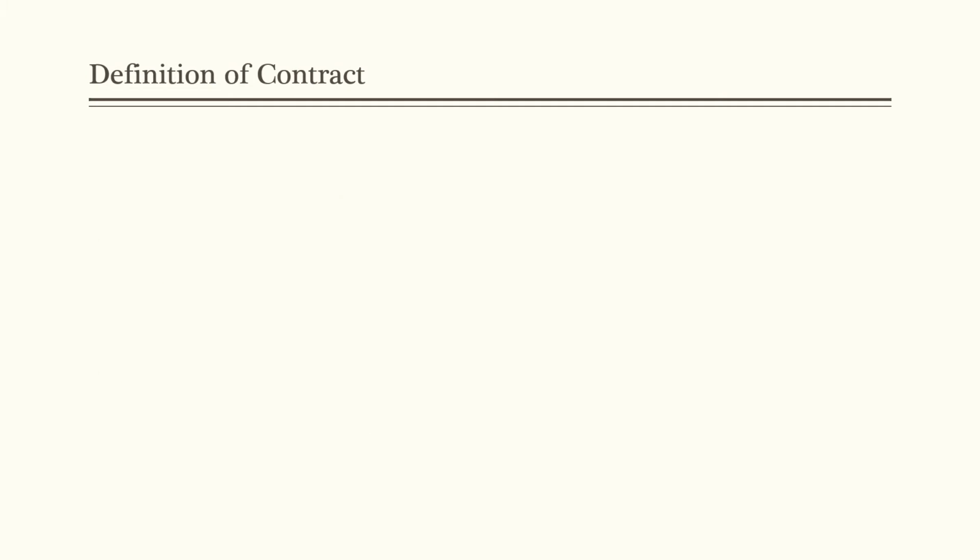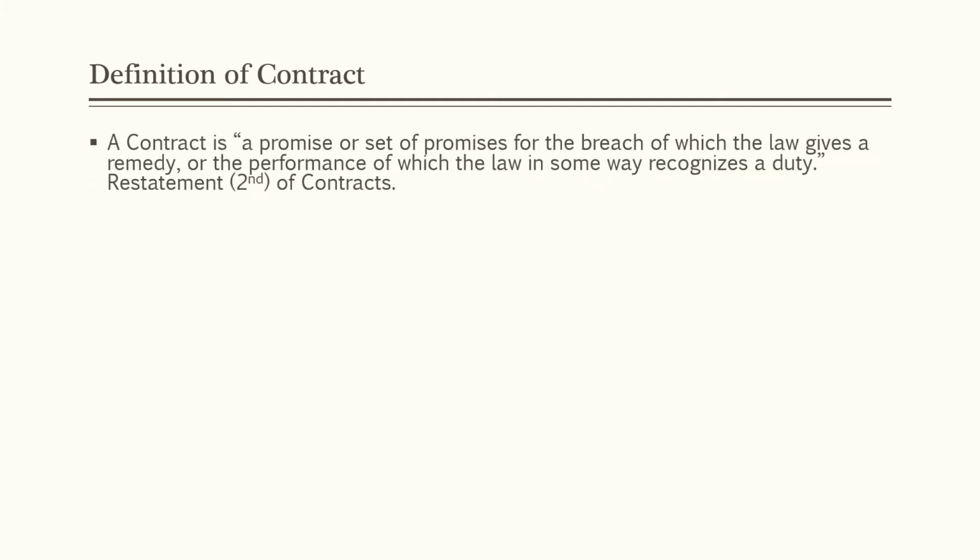Let's begin with the definition of a contract. A contract is a promise or set of promises for the breach of which the law gives a remedy, or the performance of which the law in some way recognizes a duty. That's a direct quote from the Restatement Second of Contracts, which we'll talk about a little bit later. But you can definitely tell that a lawyer wrote that definition.